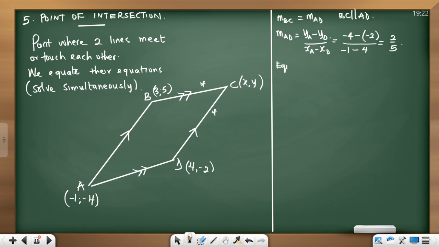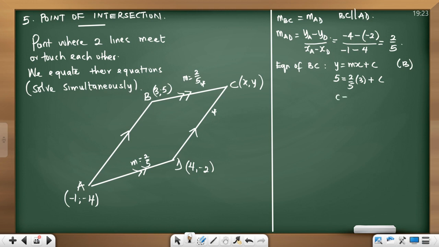Now I can get the equation of BC. We said Y equals MX plus C. I am using the coordinate of B. What is the Y value of B? 5. What is the gradient? Remember, if the gradient here is 2 over 5, the gradient here is also what? 2 over 5. Sweet. Okay, 2 over 5, we know our X value. Our X value is 3 plus C. Now, what is the value of C?